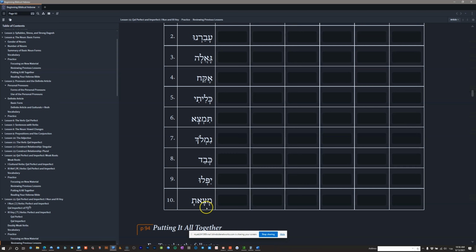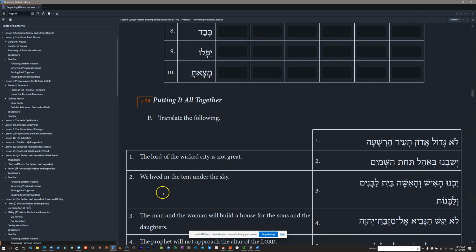Number 10, we've got matzah, and this is pretty regular. The only difference is because of the quiescent aleph, the patach lengthens to a kametz, and also because of the quiescent aleph, this is not a consonant, so there is no silent shavah here, and because there's no silent shavah here, we lose the dagesh lene, the weak dagesh in the tav kametz suffix. So tav kametz suffix is cal perfect 2ms.